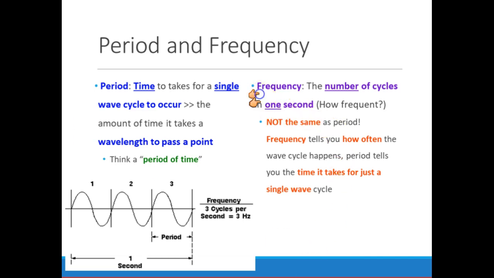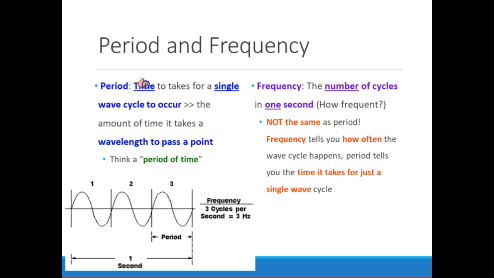Excellent. Now, frequency is actually the opposite. Frequency is the number of cycles that you get in 1 second, right? So period is time for a single cycle. Frequency is cycles in a single second. Okay, so another way to think about it is how frequently do the cycles occur? You should end up with a number of how frequently the cycles occur.